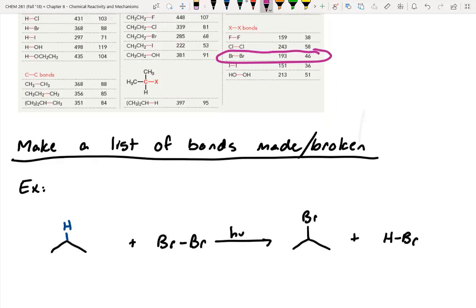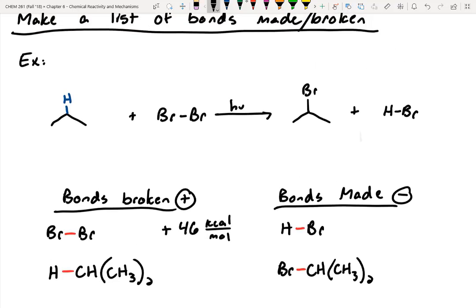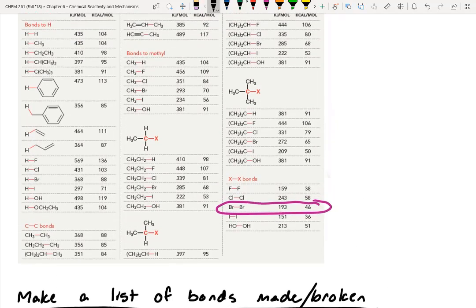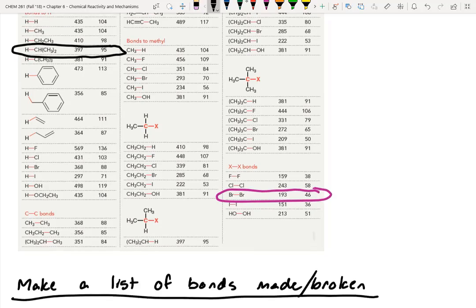So it's 46. So positive 46 kcals per mole. All right, let's do the next one. So we need to find a hydrogen that's bonded to a secondary carbon. So let's go back up and we'll look for that one. In this case, we're trying to look for this compound right here, right? That looks exactly the same. So that's 95 kcals per mole.